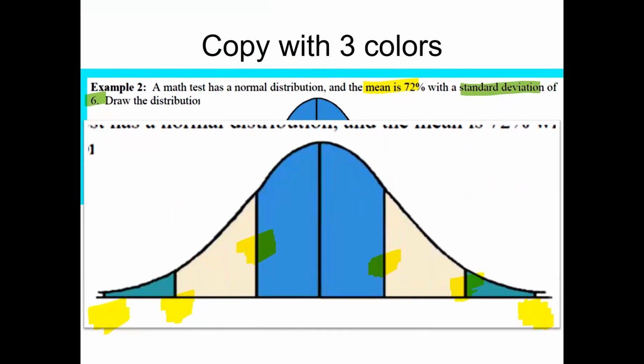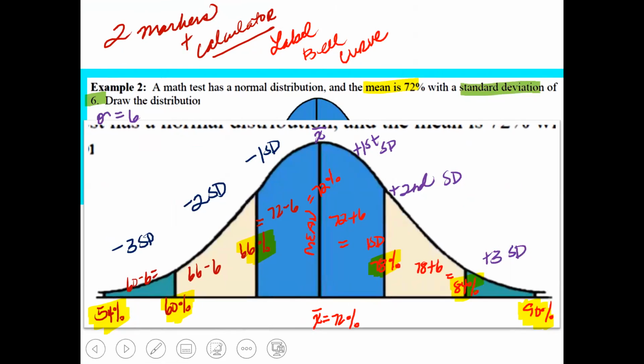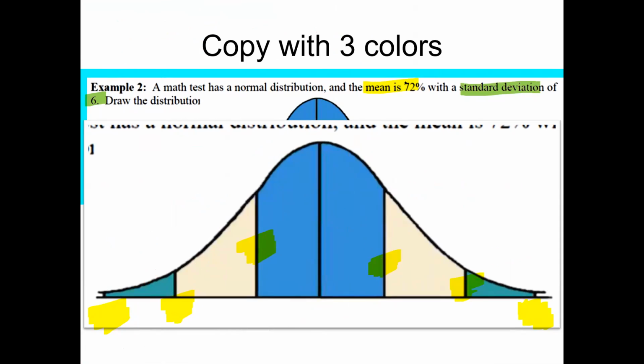For example, a math test has a normal distribution and the mean is 72% with a standard deviation of 6. Draw the distribution. What we're going to do is start off with the mean, 72%. So right here is 72.